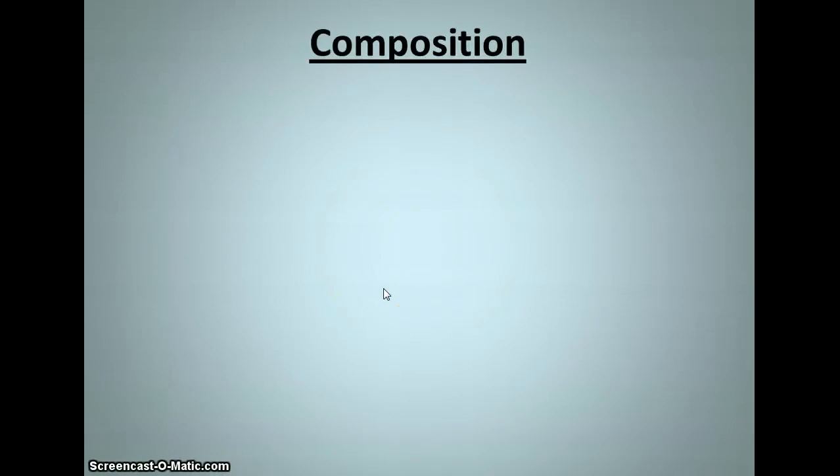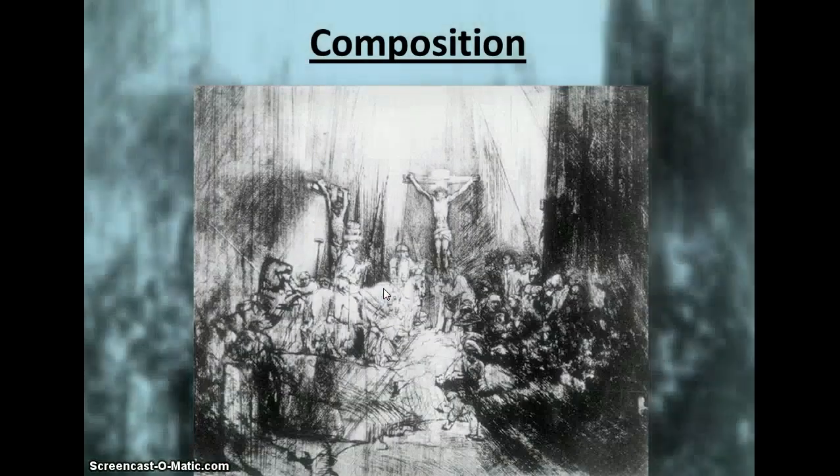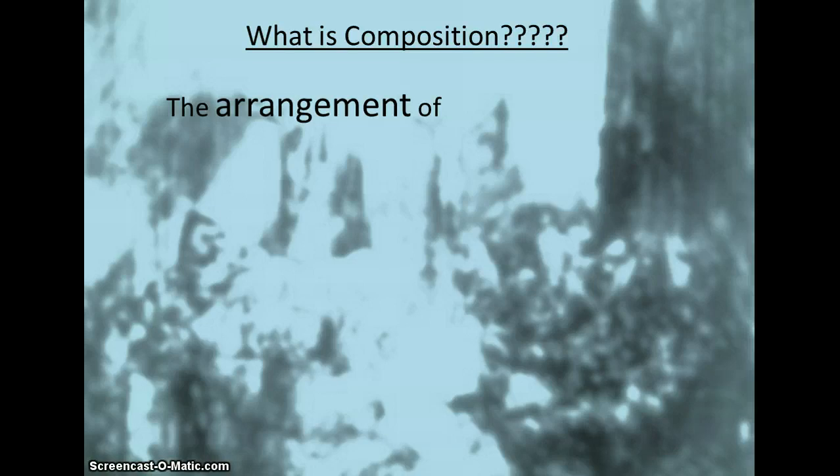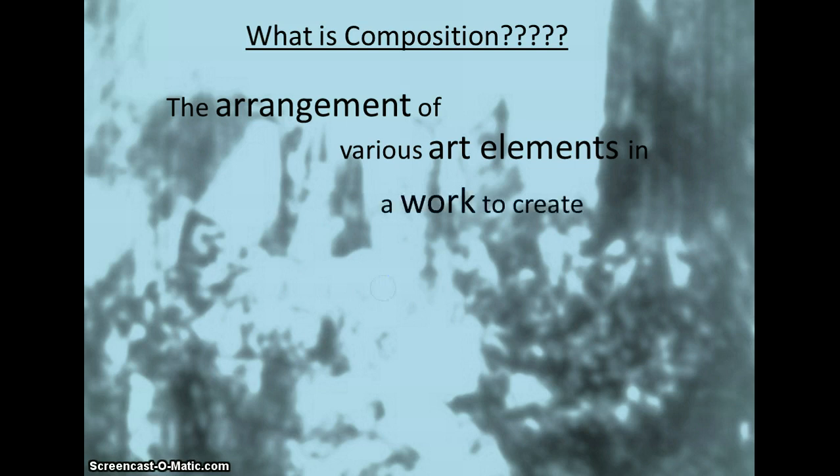Hello, today we're going to be discussing composition. So, first of all, what is composition? Every work of art contains art elements, but it's not just what it contains, it's how these art elements are arranged on the page. So we can define composition as the arrangement of these various art elements, such as line, tone, shape, colour, space, etc., in a work of art.